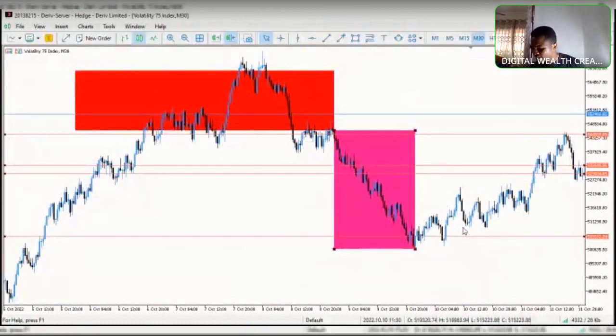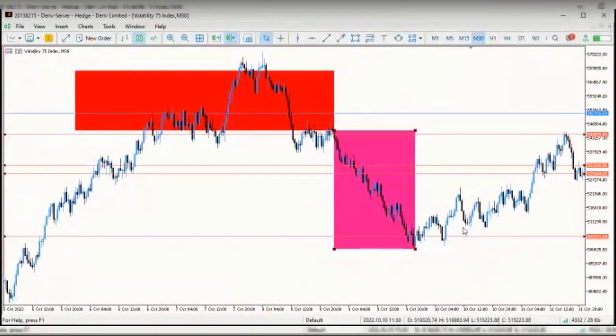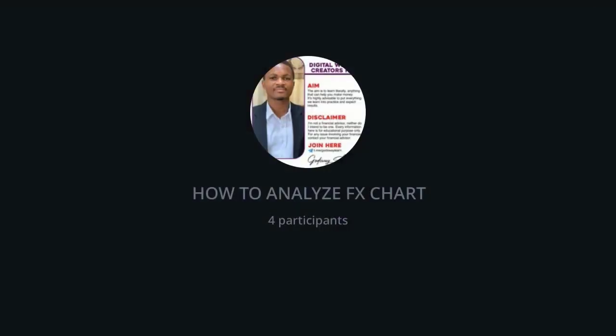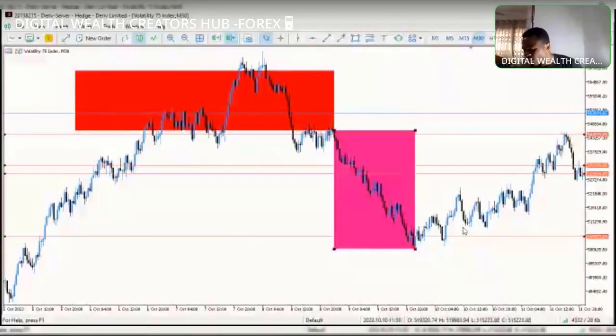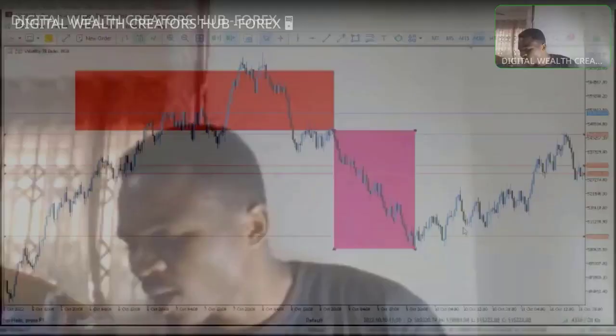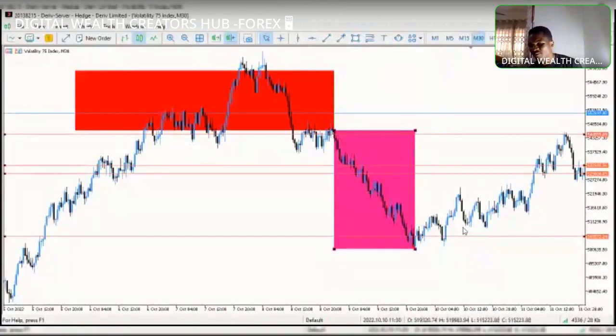So the tweezer must be, listen to this, at the end of a strong bullish or bearish run. It must be at the end of a strong bullish or bearish run.